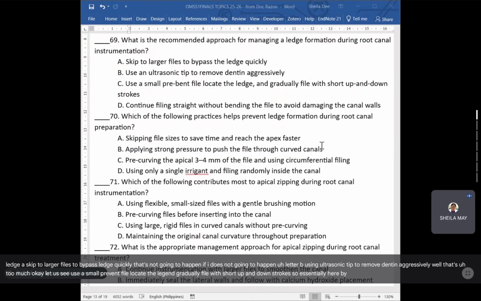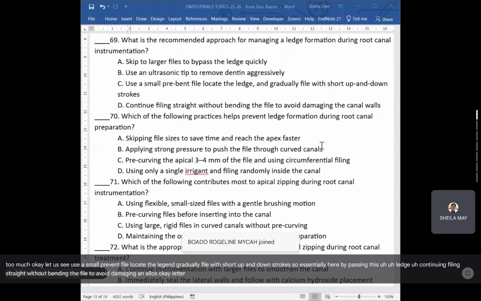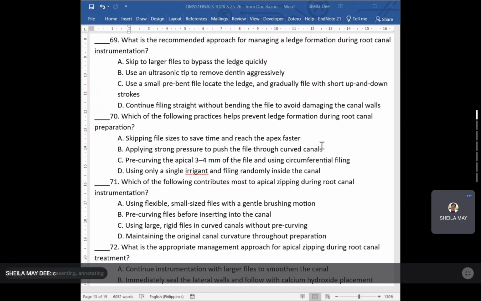So essentially, you're bypassing the ledge. D. Continue filing straight without bending the file to avoid damaging canal walls. Okay, letter C. Okay, letter C.